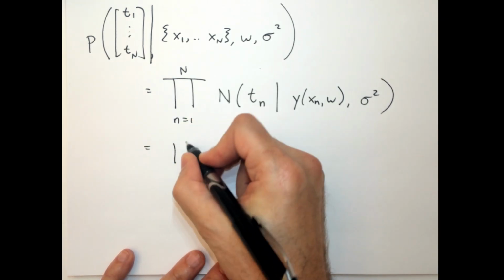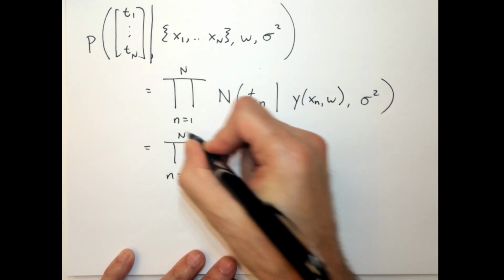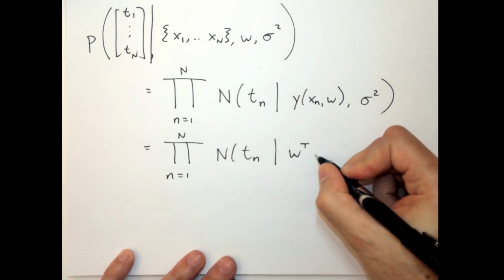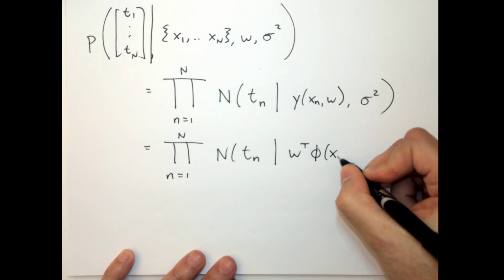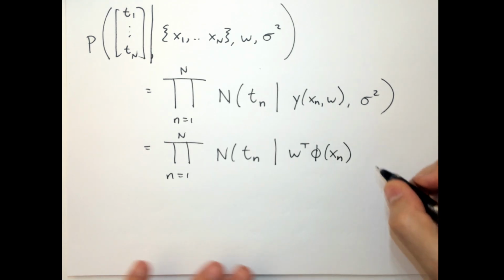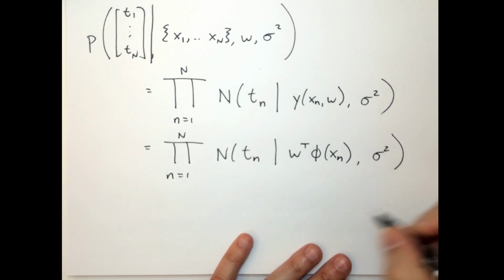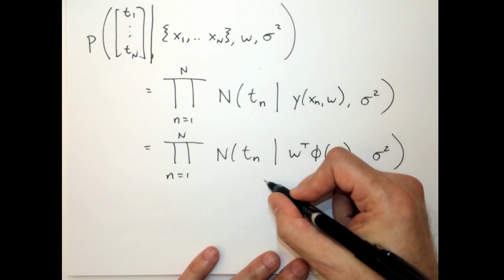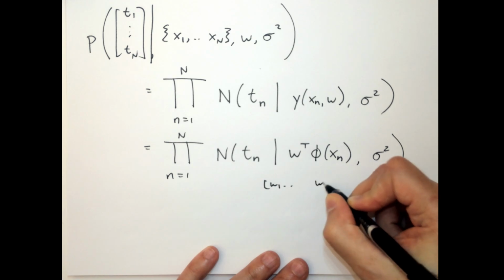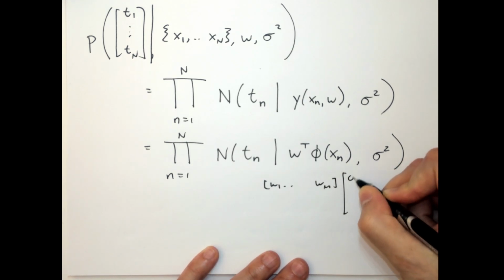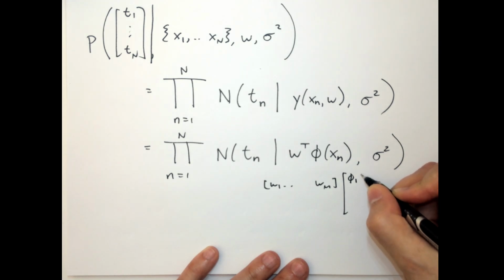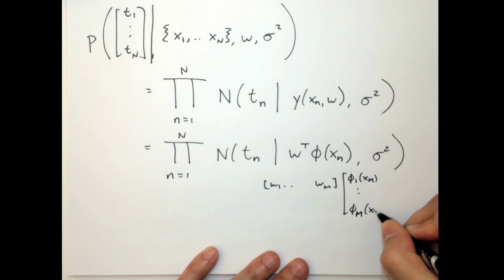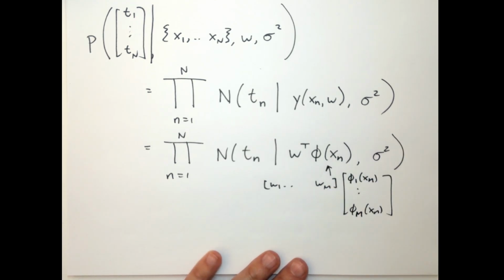And again, since we're doing linear regression, our model is like saying I take the weight vector and transpose it, times the set of basis functions. So it's like saying I have the weights, W1 through Wm, and I'm multiplying that times phi 1 at xn through phi m at xn. That's what this is.